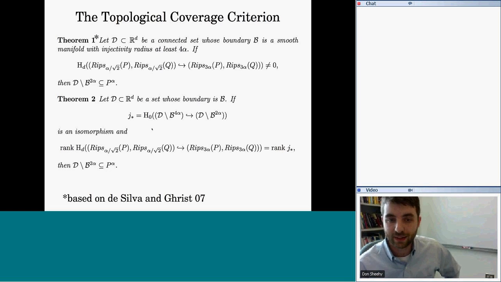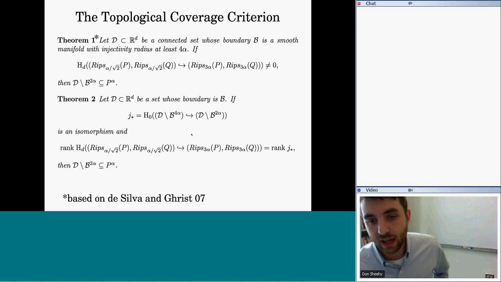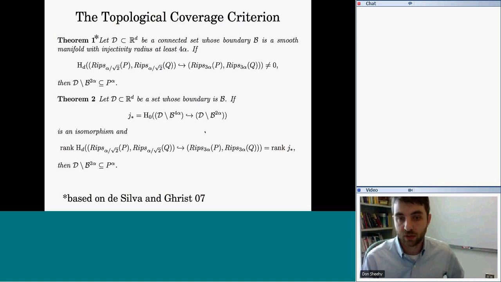Now, you may think, well, we don't know what D minus B for alpha is. So we can't tell how many components it has. But if you just have some higher assumption, whether it be that it's connected, or that you know how many components there are, or at least that you've sampled from every component, then you can check and compute this criterion to certify coverage.